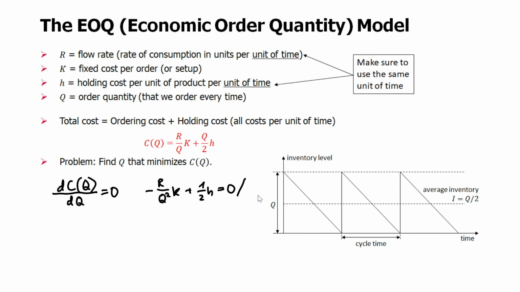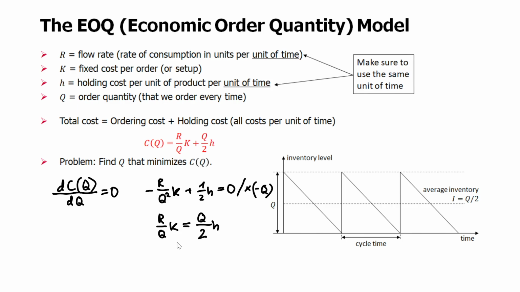And let us now multiply both sides of this by minus Q. And you will see that this minus disappears and the 1 over Q disappears. So what we're left with is R over Q times K. And this becomes negative, but if I move it to the right side, it will become positive again. So I'll write positive Q, from the multiplication, divided by 2 times H.